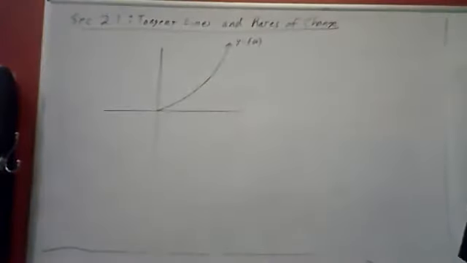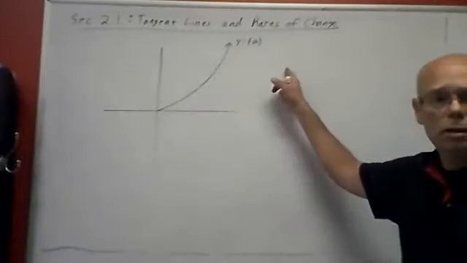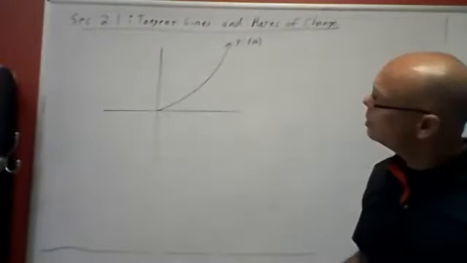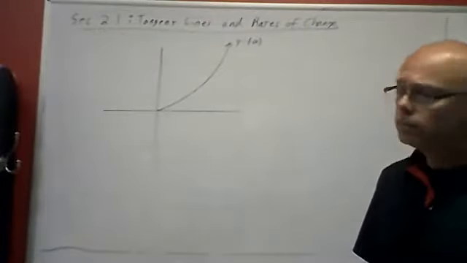Let's look at section 2.1, tangent lines and rates of change. We started tangent lines at the beginning of the semester, and then we kind of took a sidetrack on the limits. Now let's go back to tangent lines, okay?